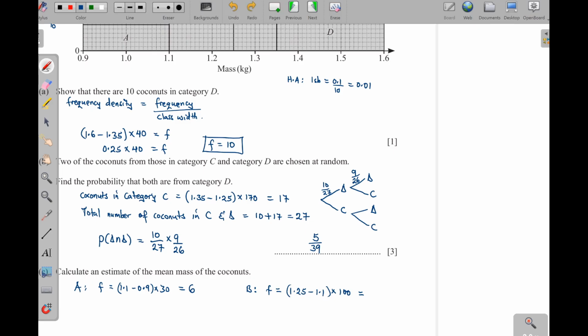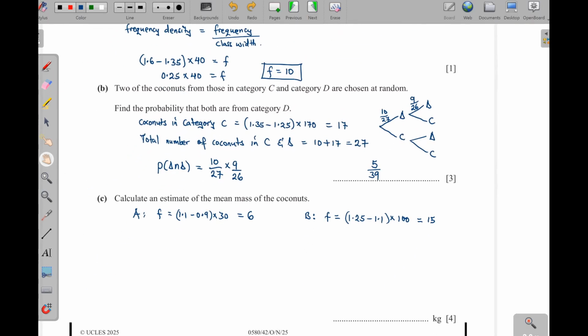And then here, what do we have? 1.25, then we put 1.1. So this will be a 5, and then a 1, and 0. So 0.15 times 100, that will be a 15. So we shall have a 15 here. Then what else do we have? Remember, we have a 6 here, then this is a 15, and then we got a 17. A 17 for category C, and then a 10 for category what? D.